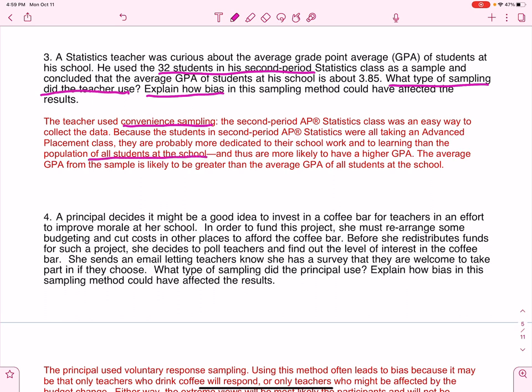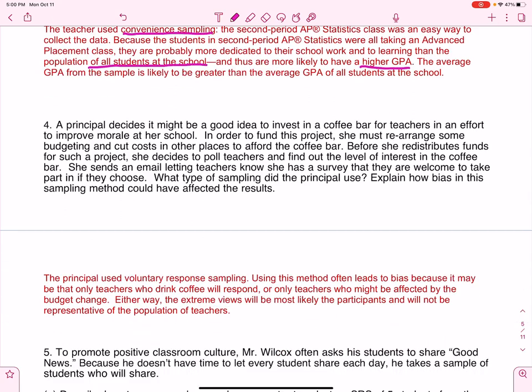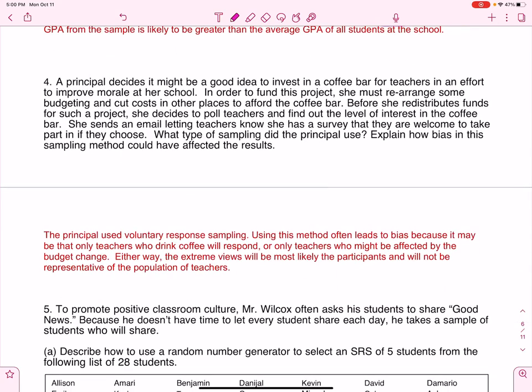There are a couple of different reasons for that. People who are in advanced classes tend to study more, possibly. They tend to put a higher priority on their work, perhaps, which would lead to a higher GPA. So the GPA of that class may not represent the GPA of the whole school. All right, we have a principal. What type of sampling did the principal use?